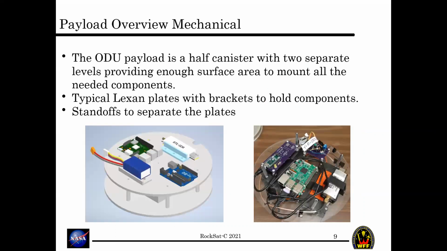So mechanically, the payload is a half canister with two separate levels, providing just enough surface area to mount all of the needed components. These are typical Lexan plates that you see in a lot of RockOn and RockSat-C payloads. And we use brackets to hold components together. Things like batteries or the radio don't have mounting holes like a lot of PCBs do, so we made custom 3D printed brackets. We also use standoffs to separate the plates, and sometimes use standoffs to separate PCBs off the plates.